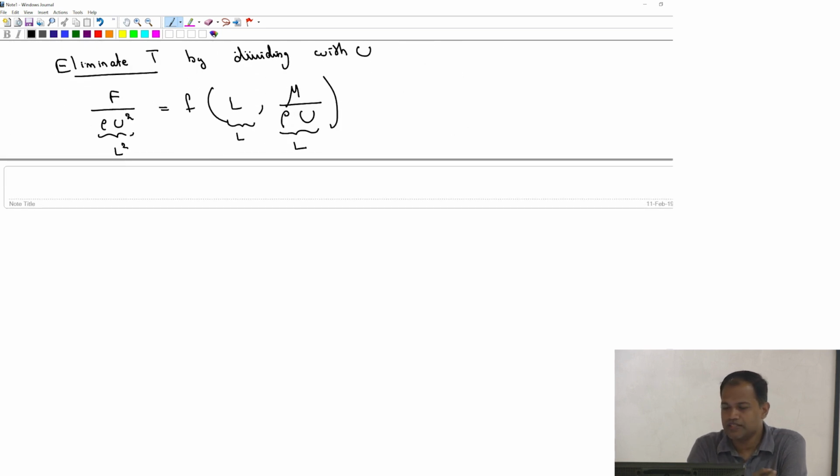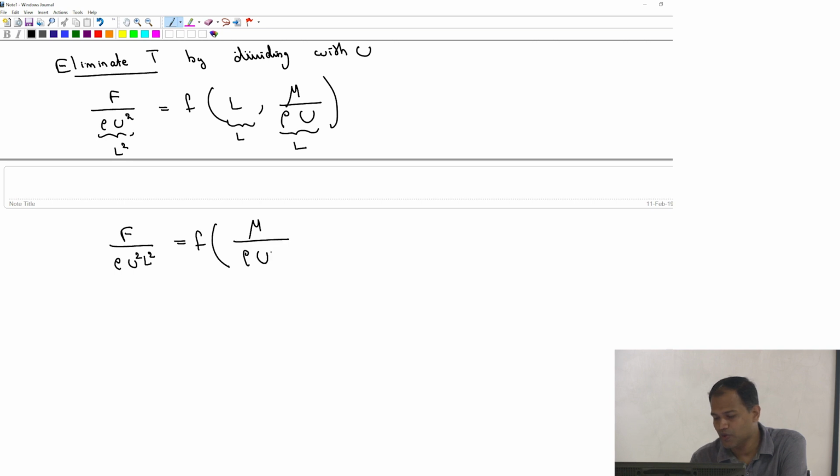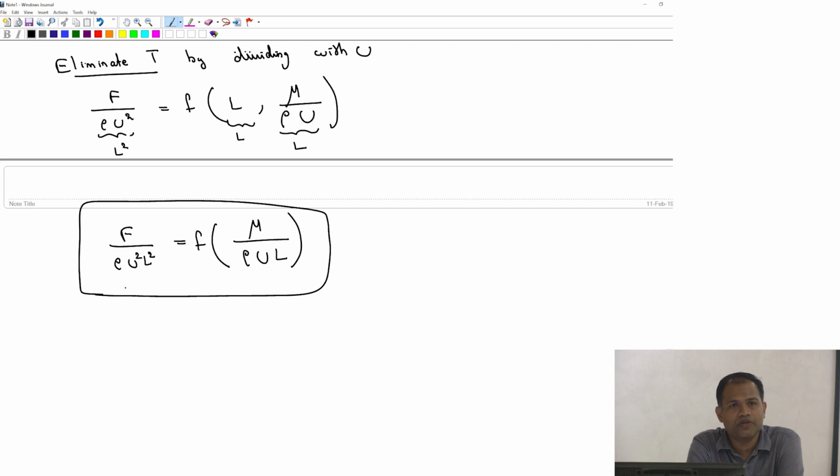So, now the entire expression only has length in it. I can now eliminate L, and to eliminate L, I will use my length L itself. So, I can divide L square on the left hand side. F by rho U square L square is a function of mu divided by rho U L. Okay. So, we have ended up with the same conclusion that we had from the previous procedure.